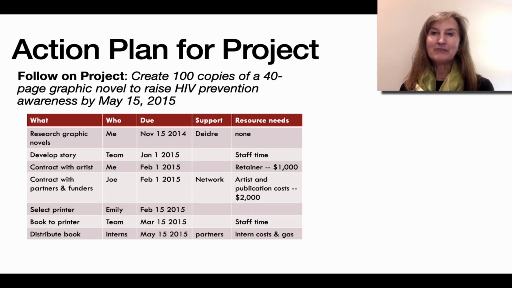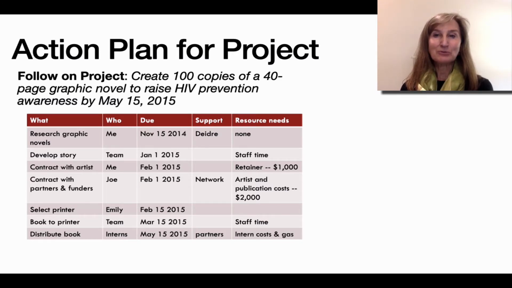As an example, if you were creating a follow-on project, as was this Zambian health activist, your goal might be to create 100 copies of a 40-page graphic novel to raise HIV prevention awareness in your community. You may have an action plan that includes the steps described in this table. We will research graphic novels, develop the story, contract with an artist and with partners and funders, select a printer, book a printer, and then distribute the book.